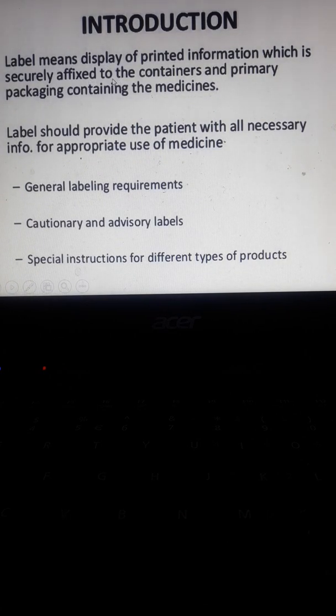So, introduction to labels. Labels mean displayed printed information which is securely affixed to the containers. Labels should provide all necessary information for appropriate use of the medicine. So we have general labeling requirements, cautionary and advisory labels, and special instructions for different types of products. Mostly in the dispensing process, especially in the community pharmacy or drugstore, we are required to put labels, especially when dispensing tablets not in their original container.